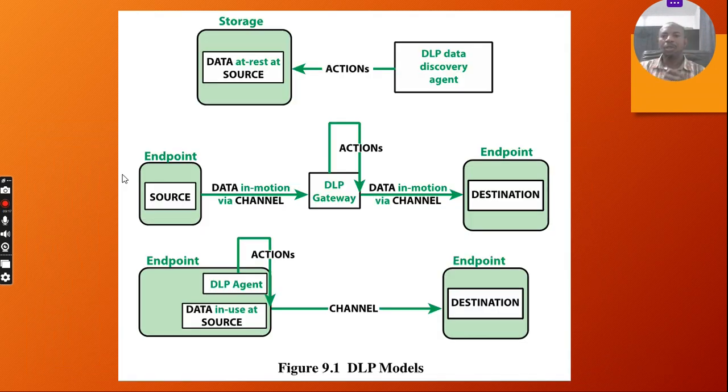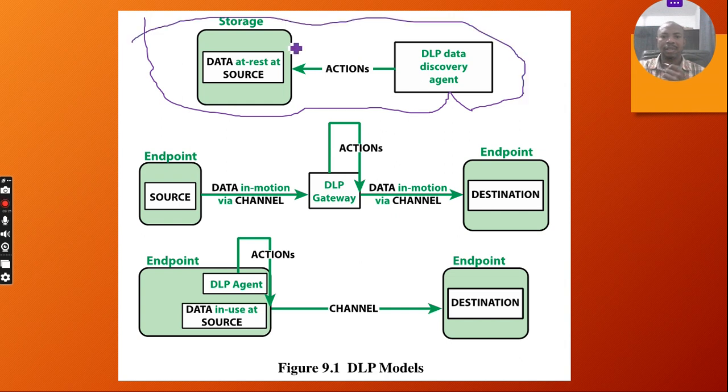So these are the 3 states that we've looked at. This first diagram is the data at rest. Let's take a look at this. You see the storage, the data is at rest, nothing is happening to it. The DLP, that's the data loss protection agent, is just checking, okay, this data is there.